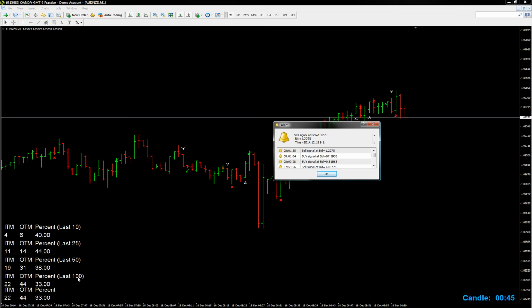So last 100 we're at 33%, last 50 we're at 38, last 25 we're at 44, and last 10 we're at 40%. Just looking at it, I would say this one's too borderline for me to trade, because we're at the 40% cutoff and we're above the 44% cutoff here. So we're into the coin flip type trading.